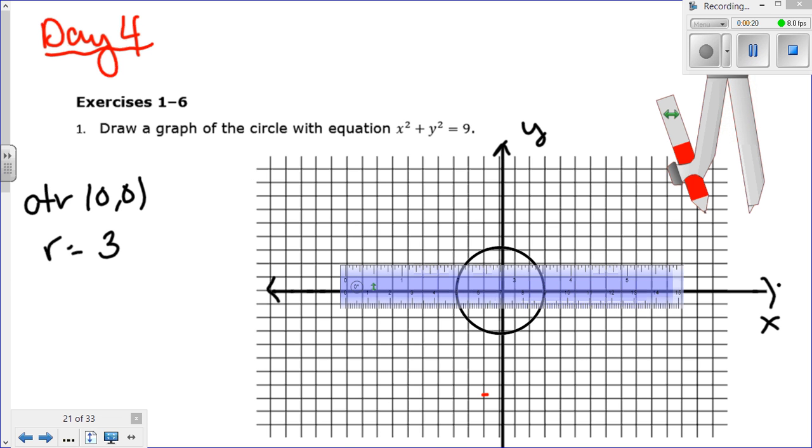Draw a graph of the circle with the equation x squared plus y squared equals 9. Well, that means my center is at 0, 0, and my radius is 3. We did this back in geometry. The radius is just the square root of that last number there. Now I used my compass and a straight edge to draw my axes and stuff.